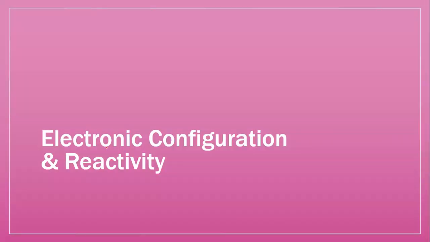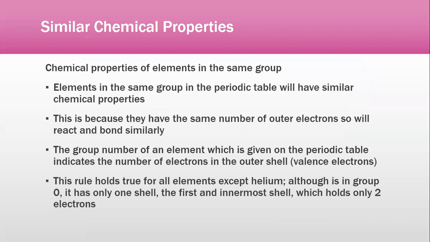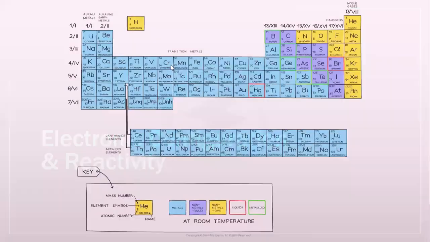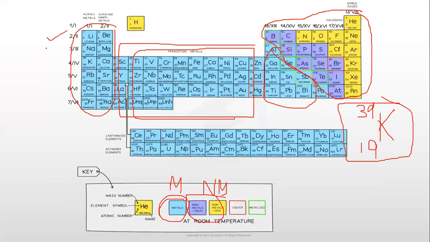Electronic configuration and reactivity. Similar chemical properties. Now, chemical properties of elements in the same group. If we look at one group, how do all the elements vary in that one single group? Elements in the same group in the periodic table will have similar chemical properties. For example, all elements in group 1, lithium, sodium, potassium, rubidium, cesium and francium, are in the same group. Which group is that?